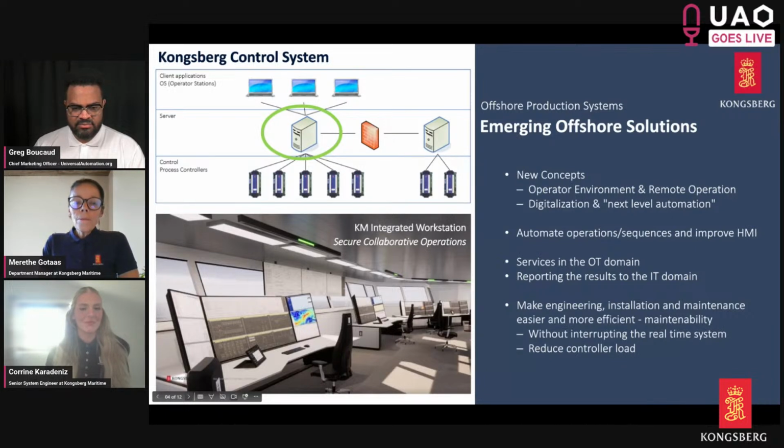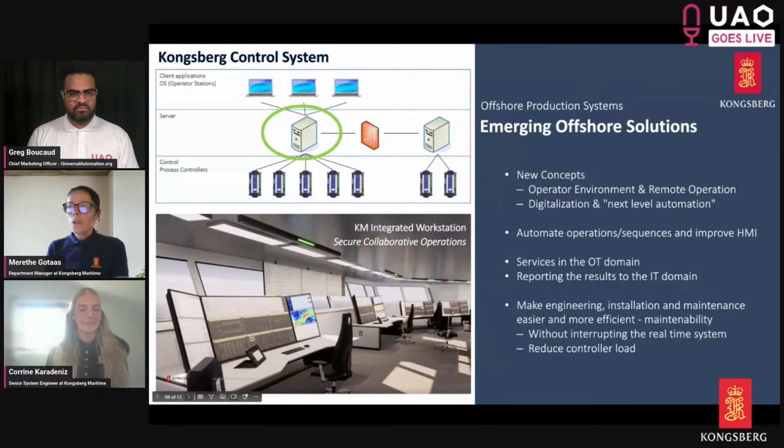Our control system, as you see up in the left upper corner, has 3 layers. And the real-time layer with the controllers and the server layer, they both reside in the OT domain. All data from the controllers is available in the server. And we wanted to add value to those data. We wanted to automate operations and improve HMI. And the answer to us was universal automation and IEC 61499.